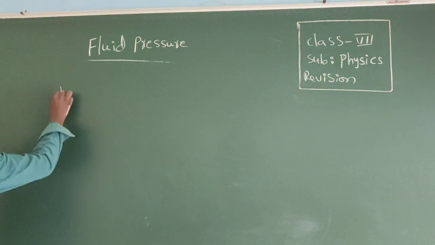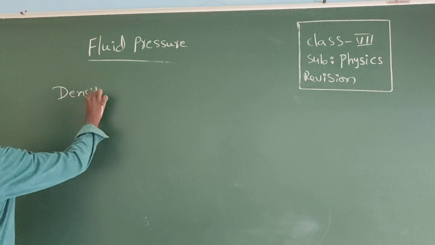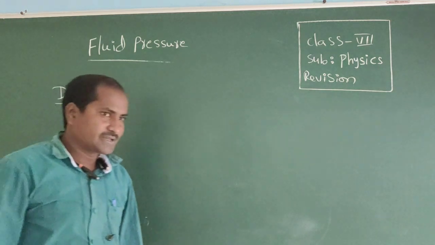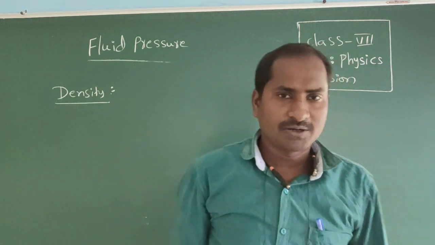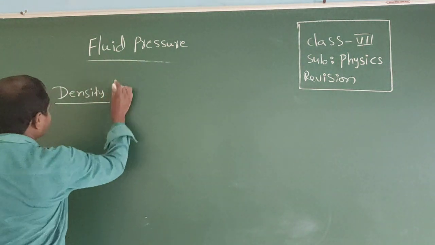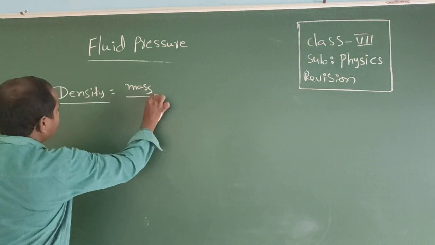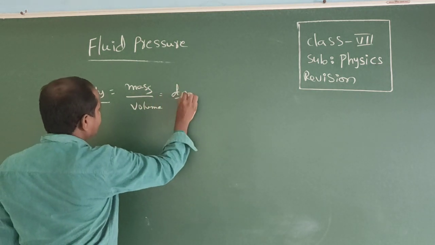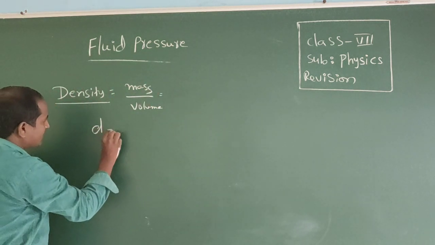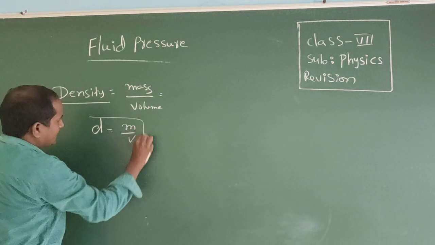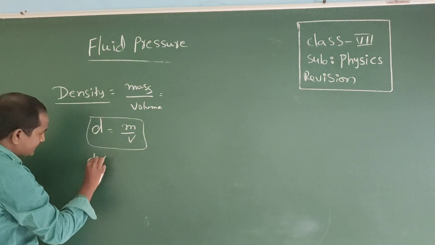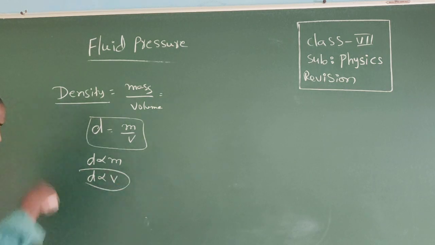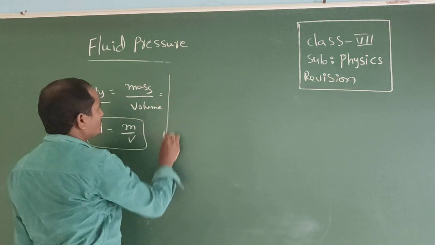Next one, density. Density means mass per unit volume. So density equals mass by volume, D equals m by v, where density is denoted with the letter D. From this relation, density is directly proportional to mass and inversely proportional to volume.